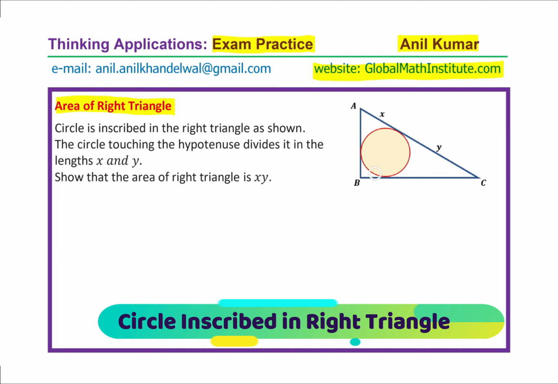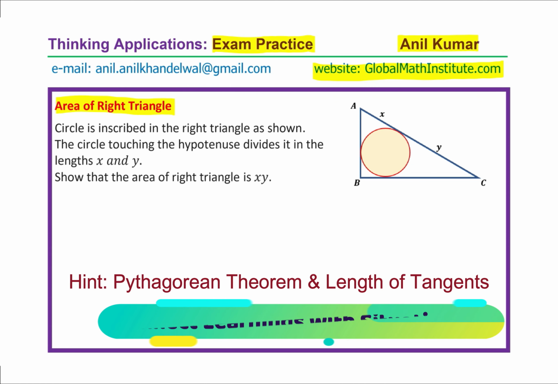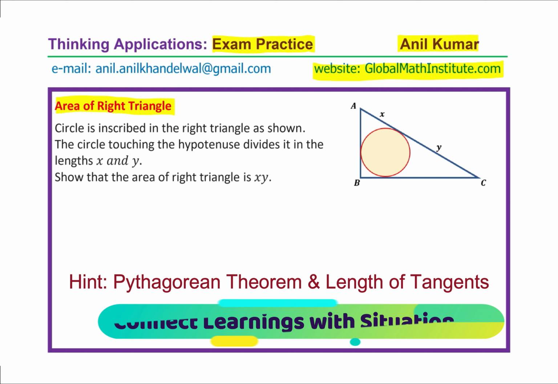So here you see the circle inscribed within a right triangle ABC, and the point which touches the hypotenuse divides it in the ratio x and y. We need to find the area of the triangle, and it is as simple as the product of x and y. It is important to know this, and also we shall make an attempt to show that that is indeed the case. How can you solve such a question?